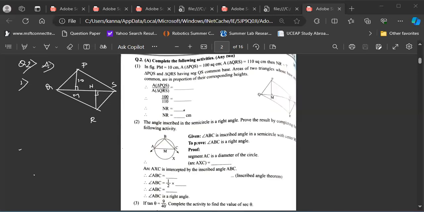Now, question number 2, first part. Look at this quadrilateral PQRS, children, and let's try to understand. In this figure, PM is 10 centimeter. PM is how much? 10 centimeter. Area of triangle PQS, the upper triangle PQS, is 100 square centimeter.